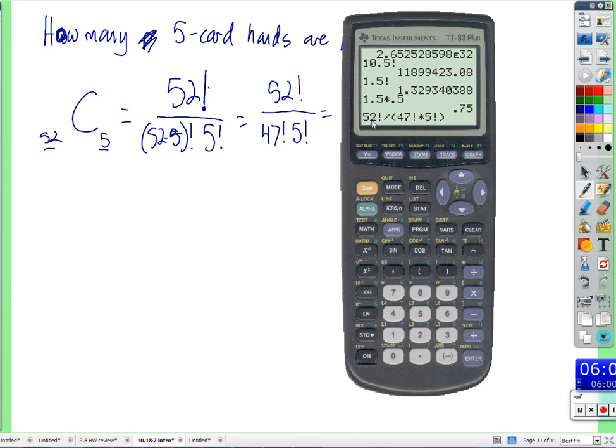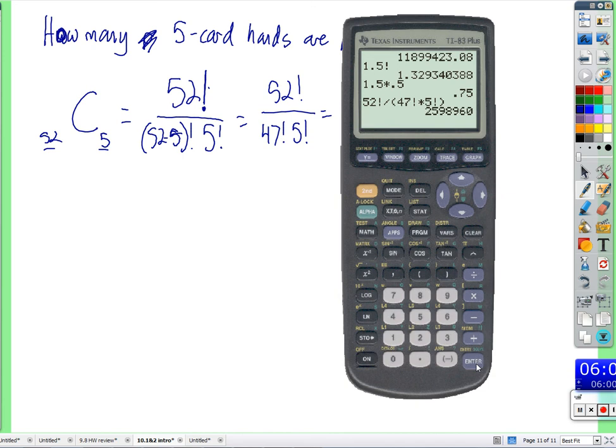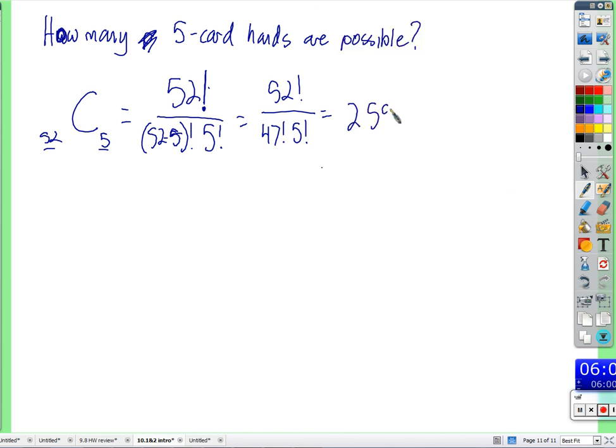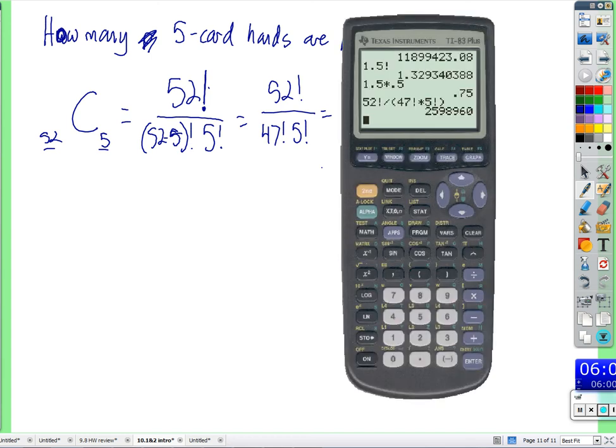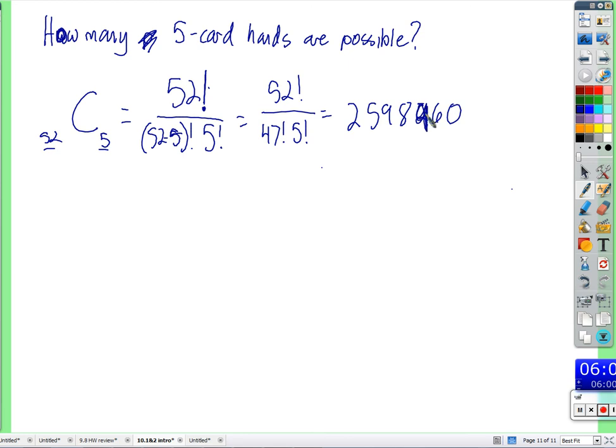You got the 52 factorial, which would be all the ways that you could order 52 cards. Then we divide by 47 factorial, which cancels out the bottom 47 of that, just leaving all the ways you can order 5 out of 52 cards. And then we divide by 5 factorial, which cancels out all the orders of those 5 things. Enter. 2,598,960. Did you get it right? That's a lot of different five card hands that you can make.